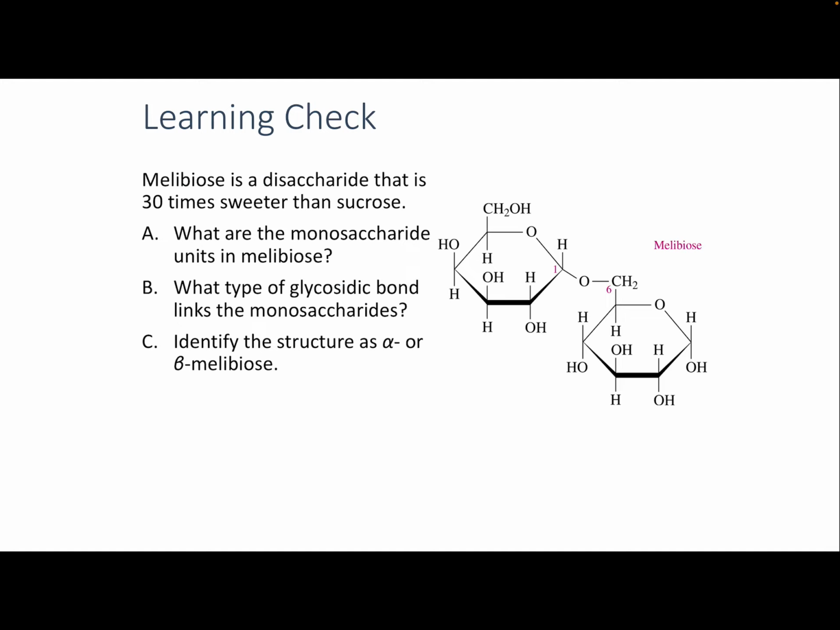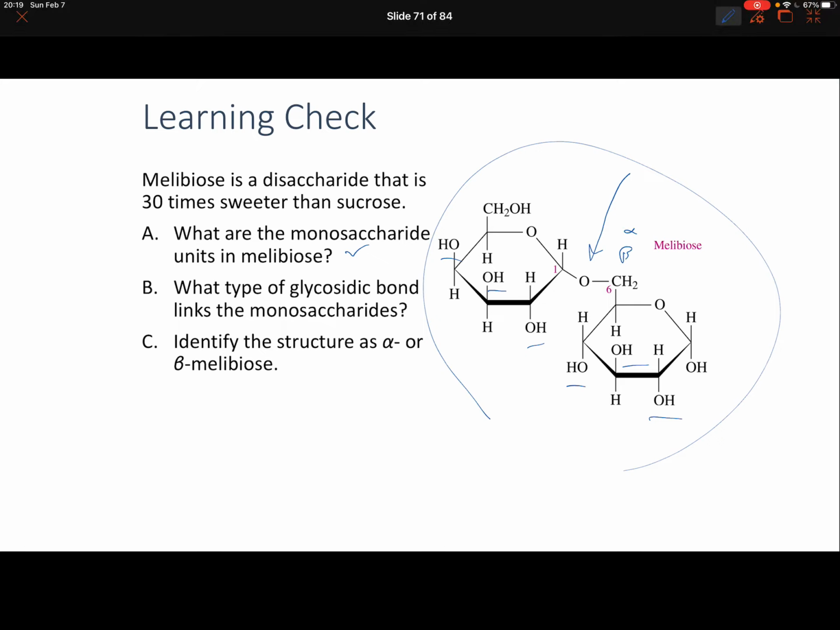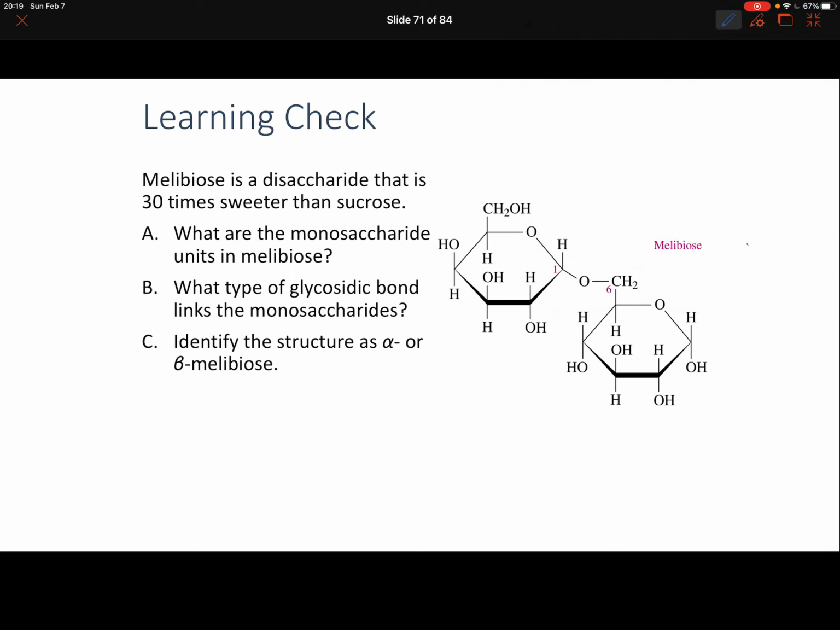This is melibiose. This is actually sweeter than sucrose, so this is a disaccharide as well. Notice that it's a little bit different. So here, you are going to look at these 2 units and tell me what are the monosaccharides in here. Pay attention to the positions of the OHs. Tell me what kind of linkage this is, and what we would call it, and then identify this whole thing as being either alpha or beta. So go ahead and pause this and give it a shot.